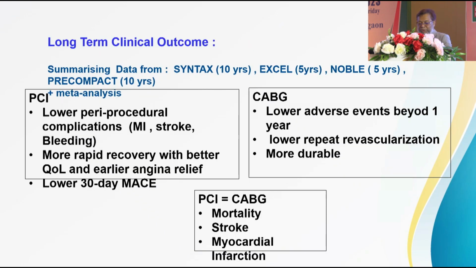And long-term clinical outcome, as we know, PCI versus CABG, data from SYNTAX, EXCEL, NOBLE, PRECOMBAT, none of them could show superiority. EXCEL showed non-inferiority, and NOBLE showed no superiority of intervention over CABG. But from the anatomical perspective, if the SYNTAX score is low, PCI is equal to CABG.